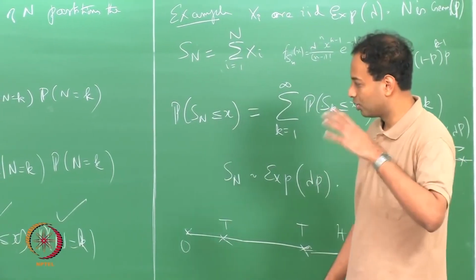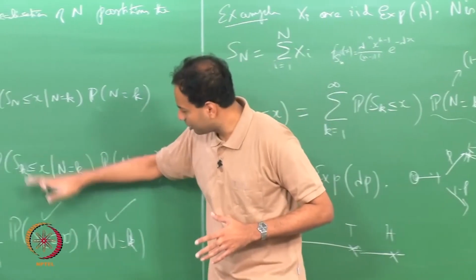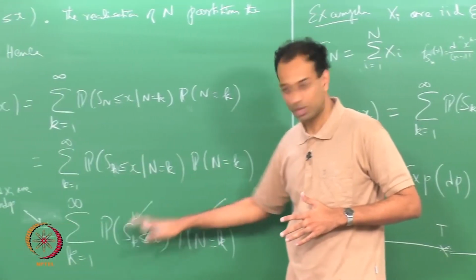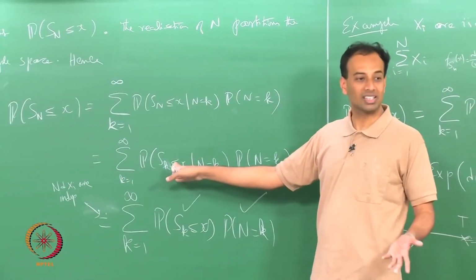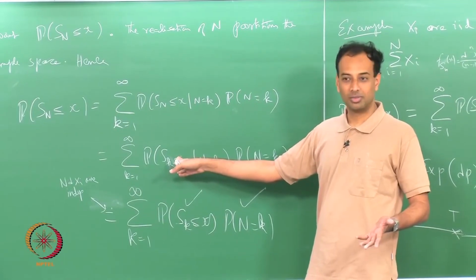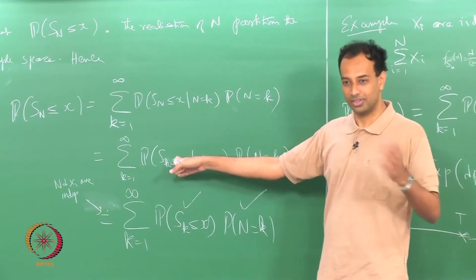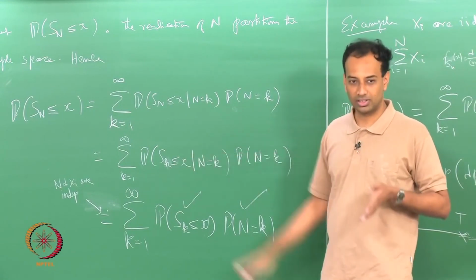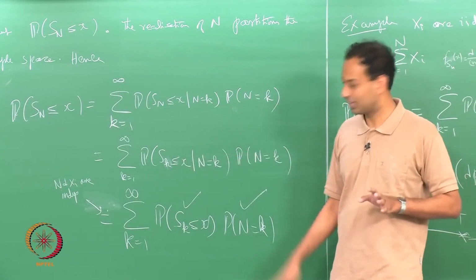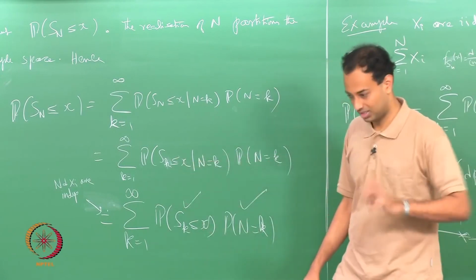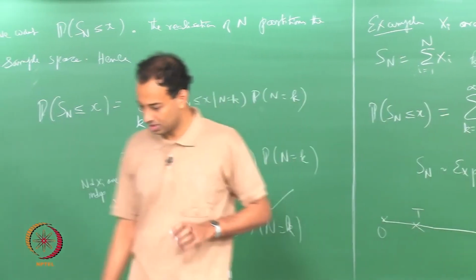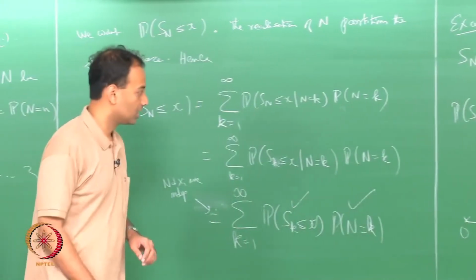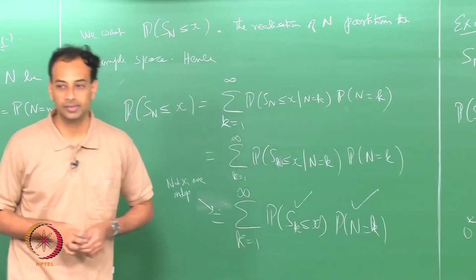In that situation you cannot go from here to here, because N will depend on your previous X_i's, but it turns out you can still do it with a more sophisticated technique called using stopping rules. You can actually figure that out also, even when N is dependent on the X_i's in this way, but that is not something we will cover this semester.